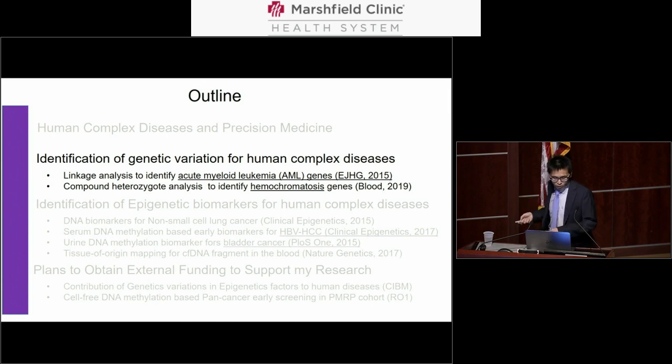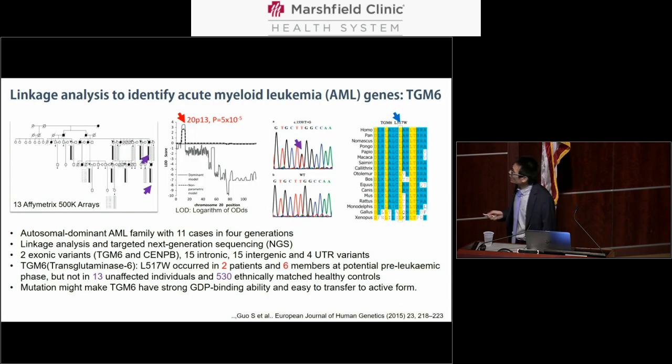So now we come to the first part, where I give you some examples of how to identify genetic variants for human disease. The first one is linkage analysis to find blood cancer genes. This story happened in 2012, and we came across a very big blood cancer family.